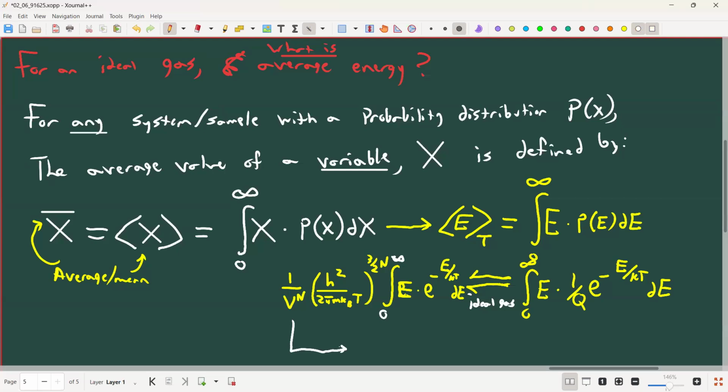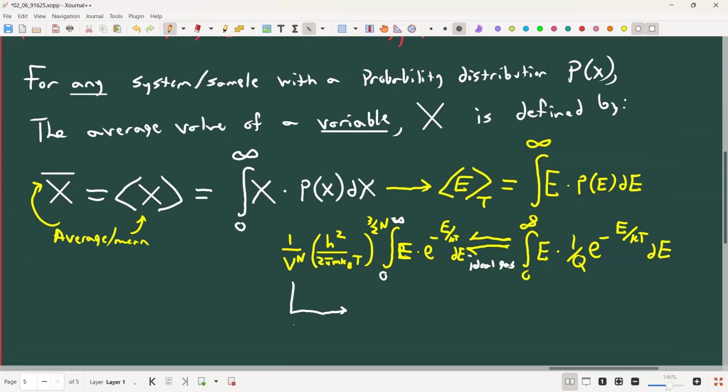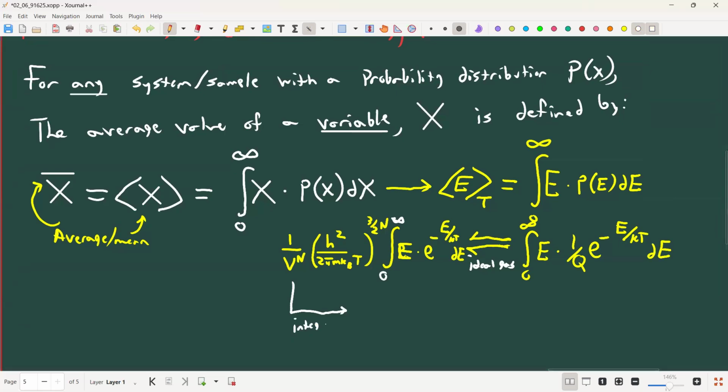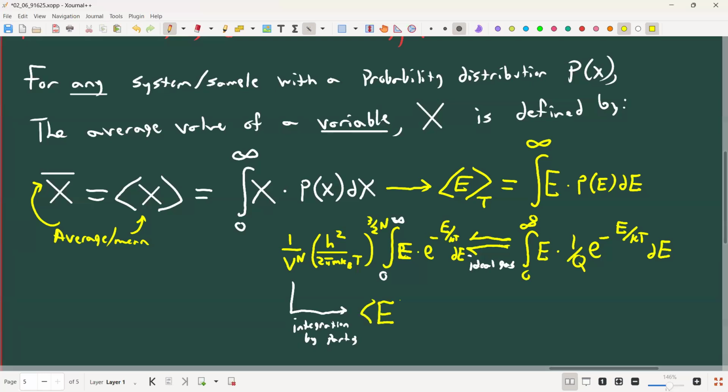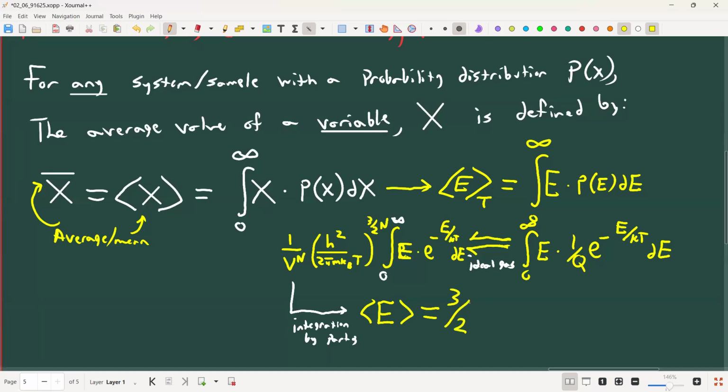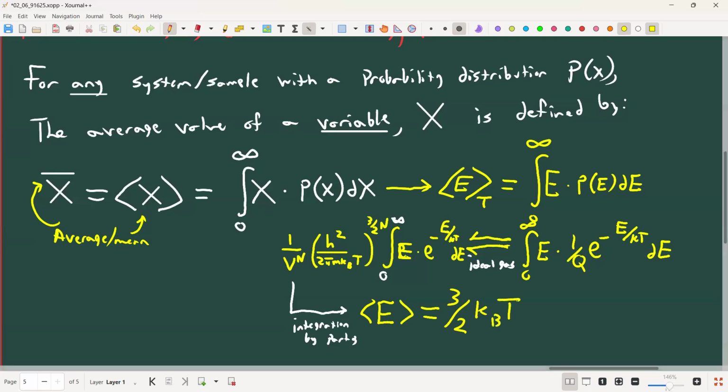You guys learned that in Calc 2 or Calc 3? 2? That's what I thought, yeah. So you do this by integration by parts. And the answer is just beautifully simple. What you find is that for the average value of E, all this crap disappears, and you end up with the average of E equal to 3/2 kBT.